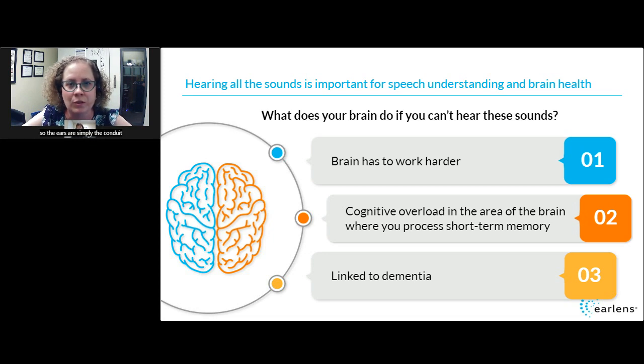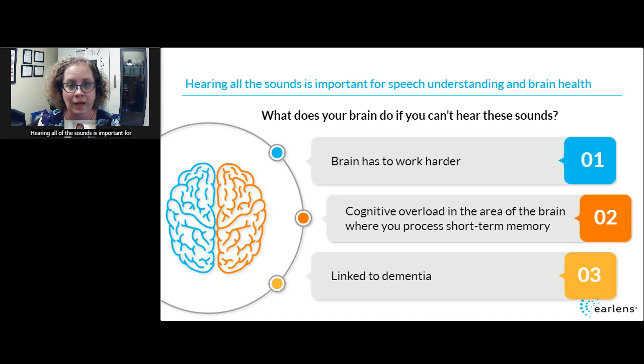So the ears are simply the conduit for the sound energy to travel through and to encode the message within the inner ear organ, the cochlea, and send it up like telephone wires up to the brain. But at the end of the day, it is your brain that is the computer processor and processes all of the information that you received to make sense of your day and to make sense of your world.